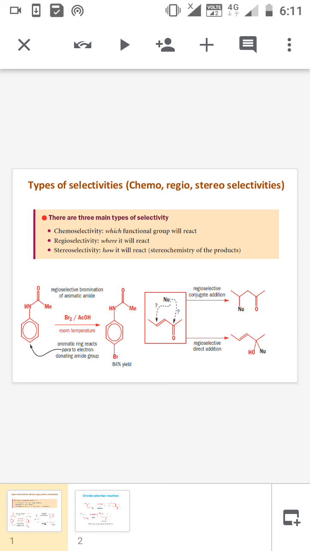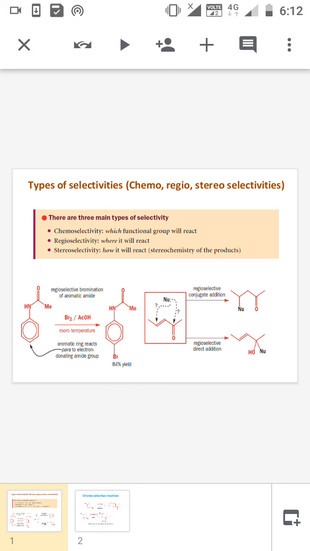It is a very important university question. It's an essay question: differentiate between chemoselectivity, regioselectivity and stereoselectivity. So regioselectivity, I am again repeating, means if in a multi-step synthesis we take a reagent, where will the reagent attack. That is regioselectivity. See the first example.